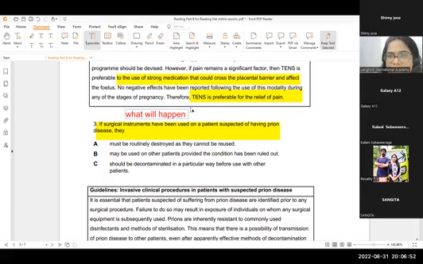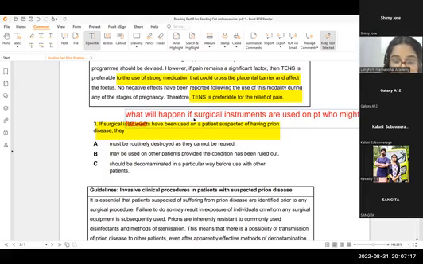Anita, Jismi, Tinti, anyone? Priya, Athra, Sankita, what do we need to find out? What will happen if surgical instruments have been used on a patient who is suspected to have prion disease, a patient who might have prion disease? Whenever "if" comes, we are talking about possibilities that might or may not happen. So you can interpret the question as: what will happen if surgical instruments are used on patients who might have prion disease?